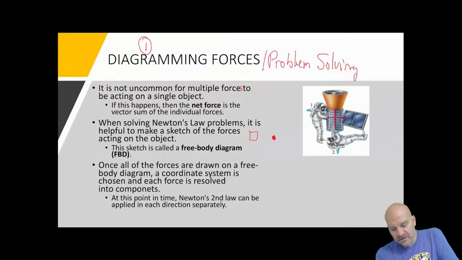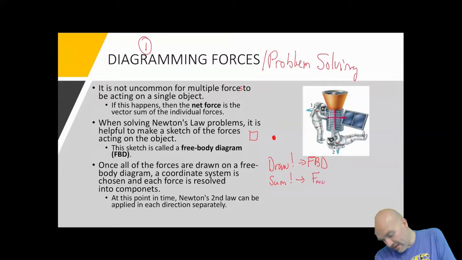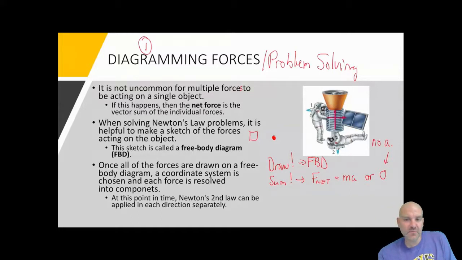Okay, and so we talk about the problem solving. The problem solving comes down to 3 steps. First thing is draw the free body diagram. Second thing is to sum the forces, which we kind of did when we were doing the Three Stooges problem, when I was finding F net, and then I'm going to set that either equal to ma or 0. Okay, if the object is not accelerating, I'm going to set it equal to 0. But if the object is accelerating, I'm going to set that equal to m times a, and then I'm going to solve for what I'm looking for.